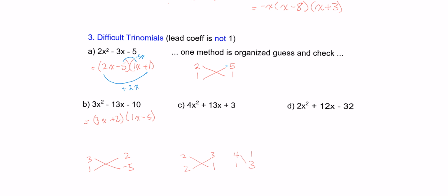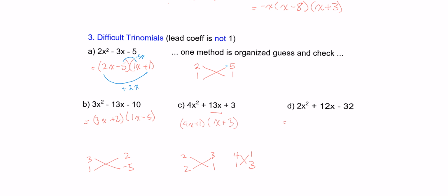I see something that looks good. So 4 times 3 is 12, plus 1 times 1 is 13, which gives us our middle number, which is what we want. So our brackets are going to be these things. Our first bracket is going to be 4x plus 1, and our last bracket is going to be x plus 3.